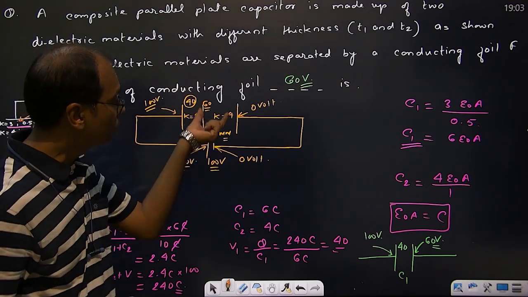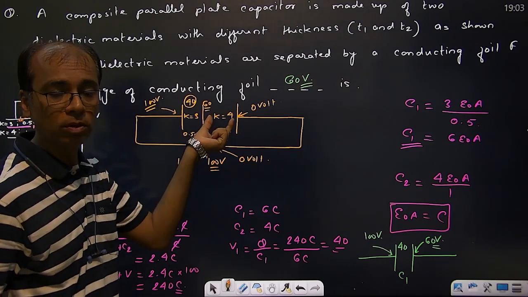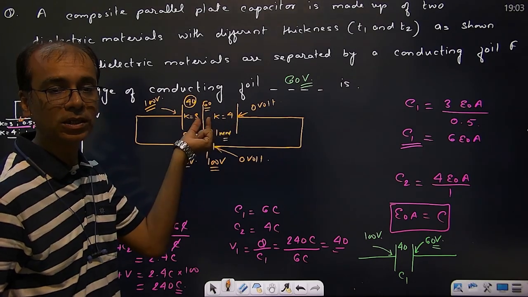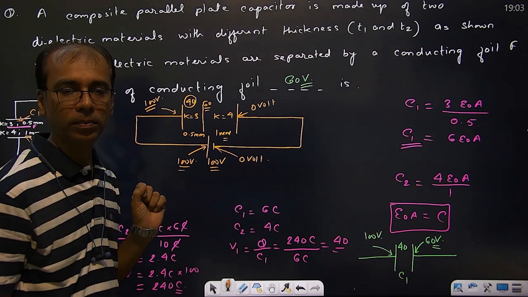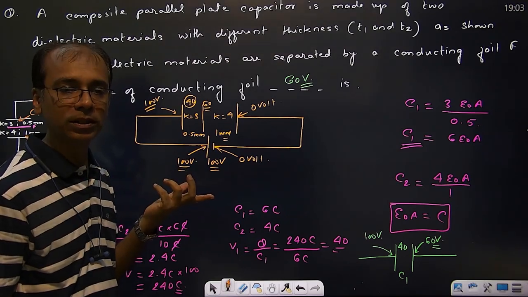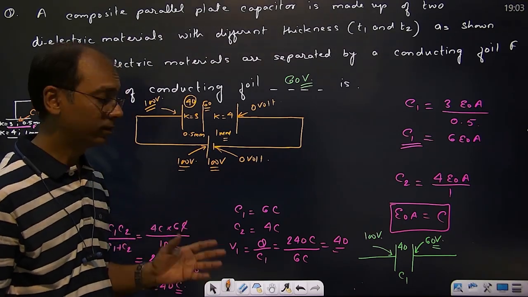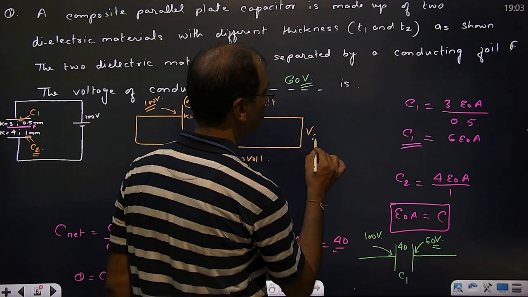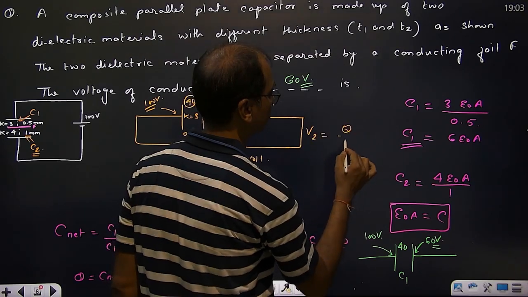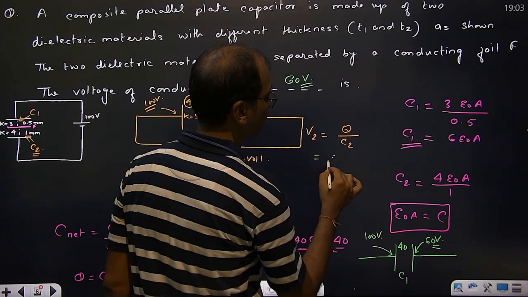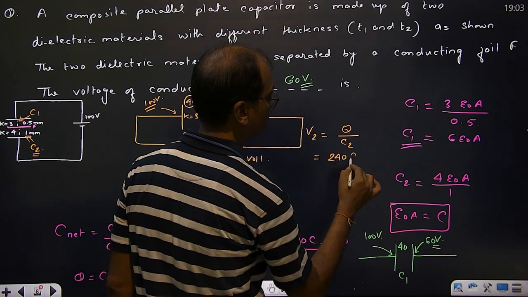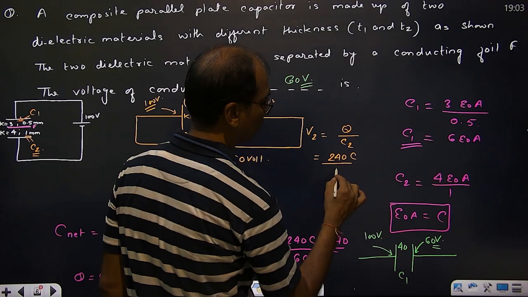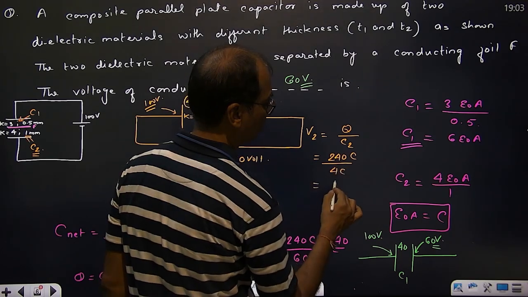So how much is dropped on this capacitor? If they ask how much is dropped on this capacitor, it is 60, because here is 60, here is 0. So the total potential drop will be 60. We can also calculate it. If I do V2 equal to Q by C2, it will come 60 only. Check. Q is 240C. C2 is 4C. See, 60 is coming.